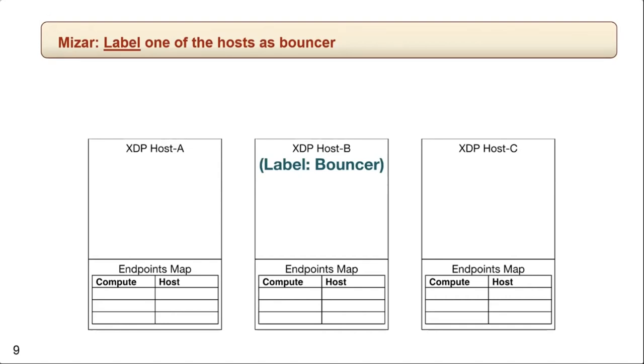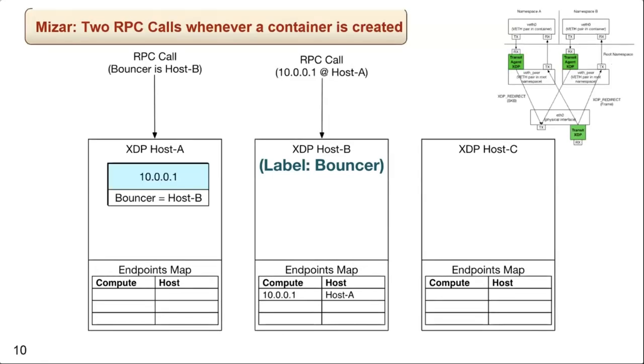Bouncer is just an abstract object in the management plane, basically. Okay, so now when we're creating a new endpoint, as I mentioned initially, you have to go across all of the hosts and update the flow rules on the virtual switches of every host for that network.